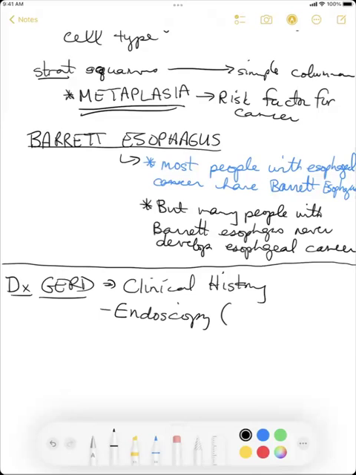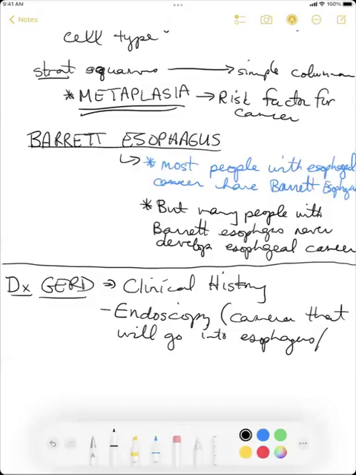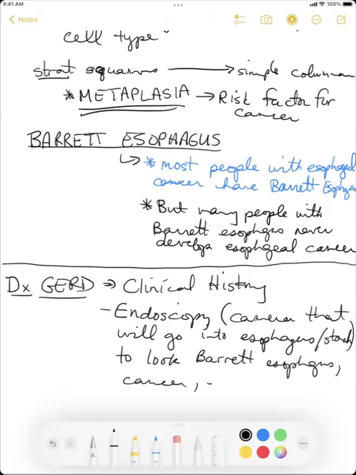So we're going to do an endoscopy. So this is a camera that will go into the esophagus and stomach. And that's to look for Barrett esophagus, cancer, and esophagitis.